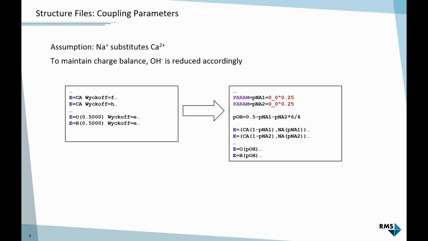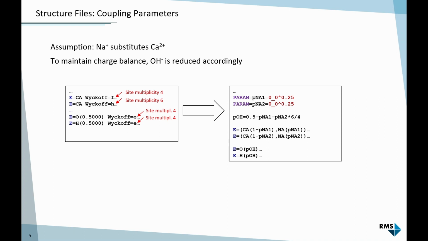So I declared two parameters, Na1 and Na2. These are my site occupancies, so the amount of sodium on the calcium 1 and calcium 2 position. And then I calculated how much OH groups can I have in my structure if I introduce some sodium. And I have to take into account that these two calcium sites and also the OH sites have different site multiplicities. By replacing sodium on calcium 1, I'm introducing a different amount of sodium than if I do the same on calcium 2.